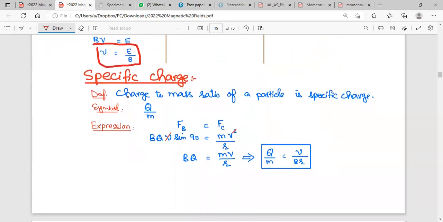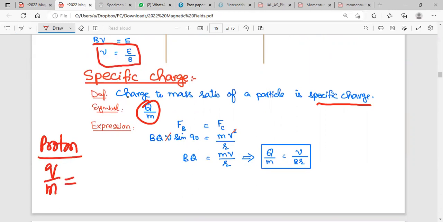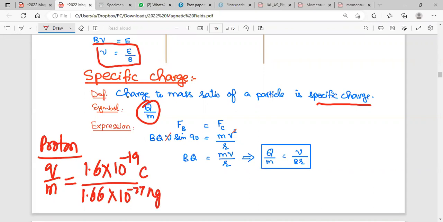Okay, last thing. What is specific charge? Charge to mass ratio of a particle is known as its specific charge, Q by M. So this Q by M is the specific charge. Let me tell you the example, proton. If you want to find the specific charge of proton, you have to write the charge on proton, and divide it by the mass of the proton. This is coulomb, this is kilogram. So you get the charge to mass ratio for proton.